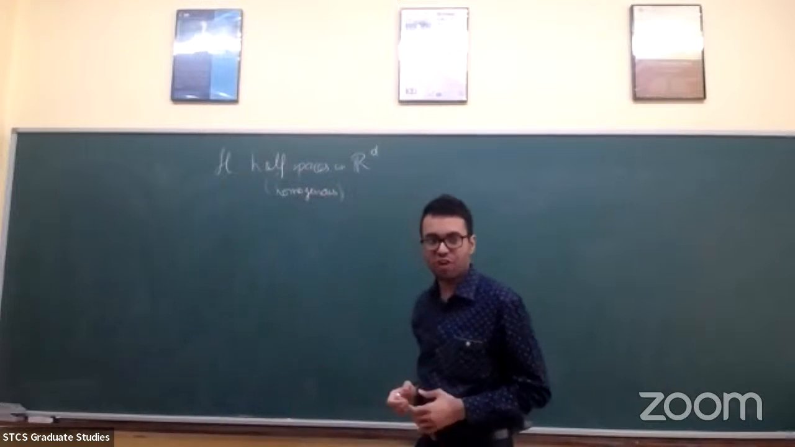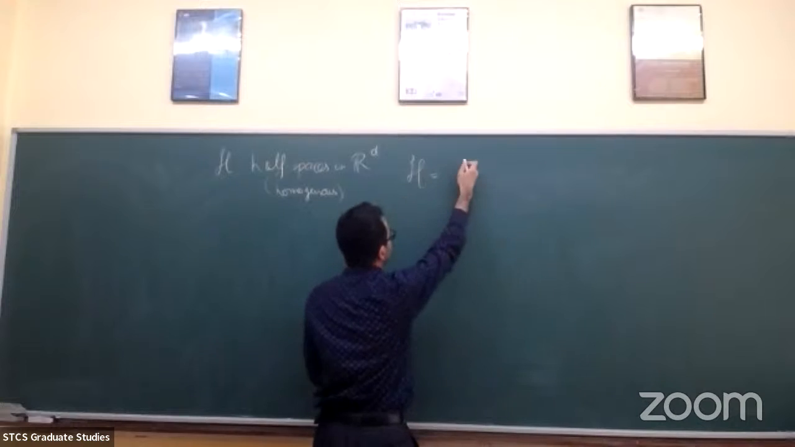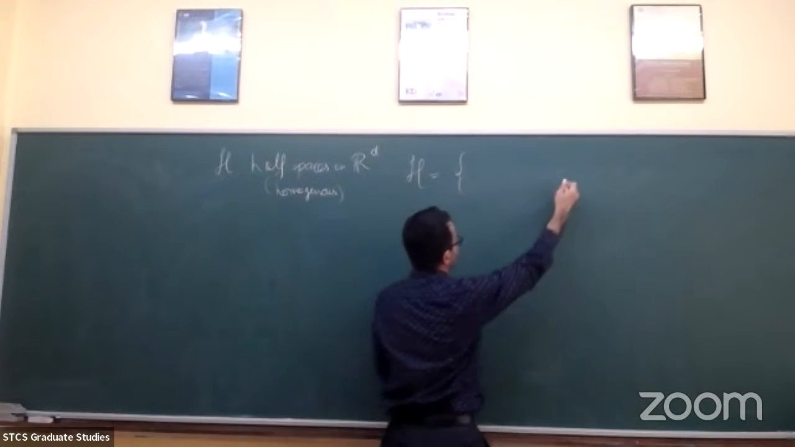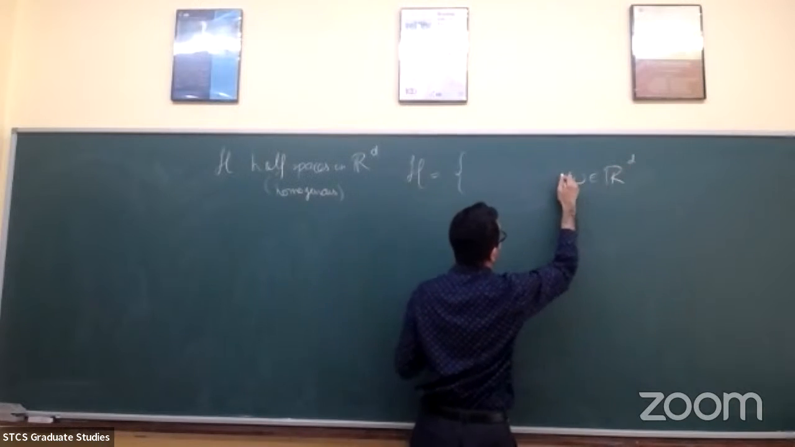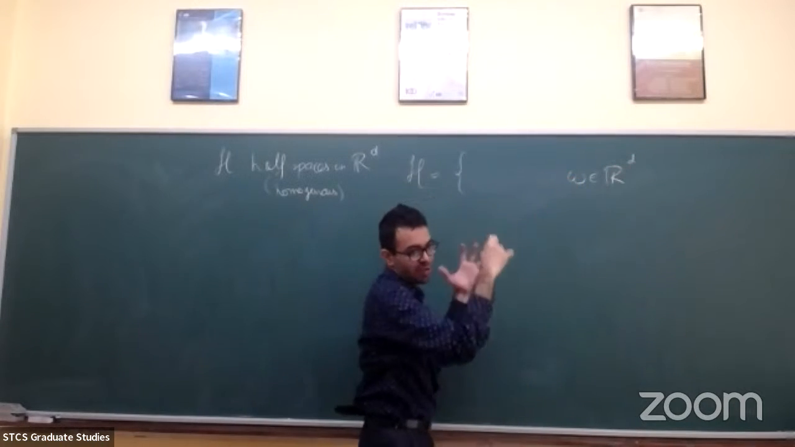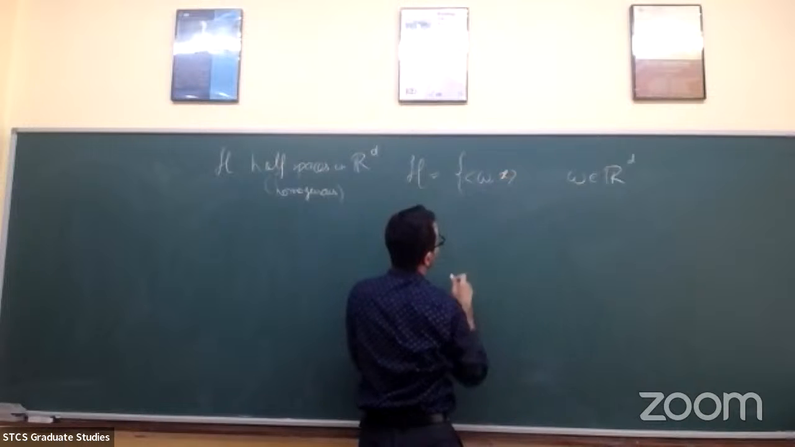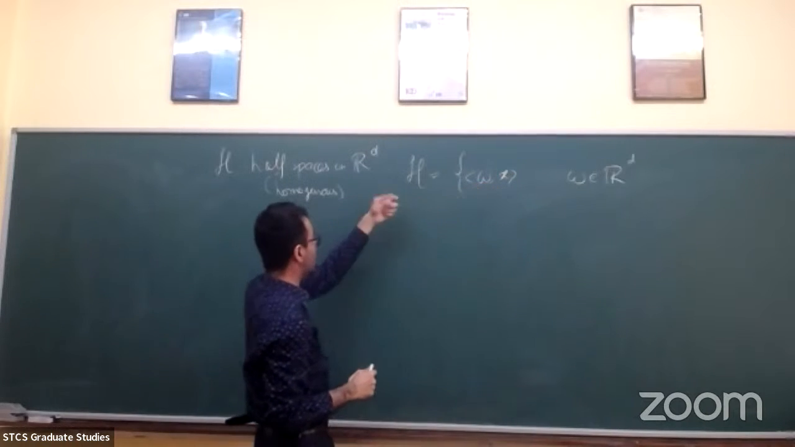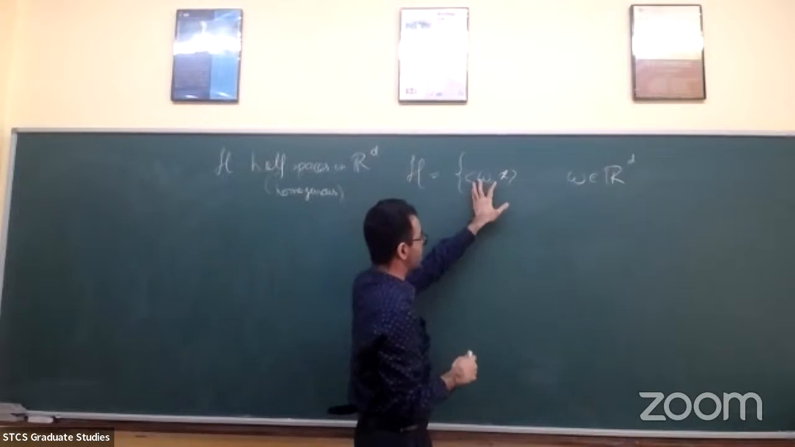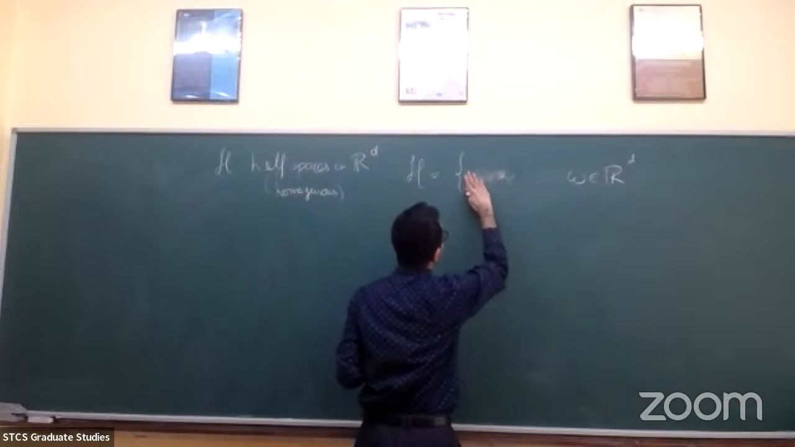So what does that mean? Formally it means that your H is just, look at vectors w in R^d, and for every vector like this, you have a half space. So you have a half space w inner product x. That gives you a half space. And how does it give you a hypothesis? You just look at the sign of this thing. It's just the sign of it.